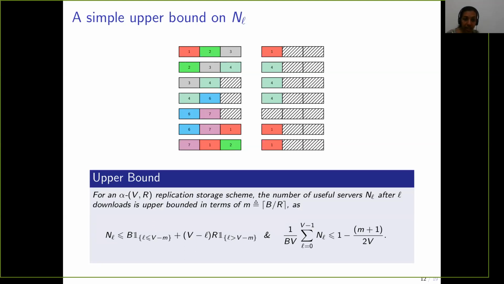That is, the normalized average number of useful servers is bounded by 1 minus a term that decreases with the increase in the number of fragments. In fact, as V is asymptotically large, this bound will converge to 1, which is the fundamental upper bound on the normalized average number of useful servers.